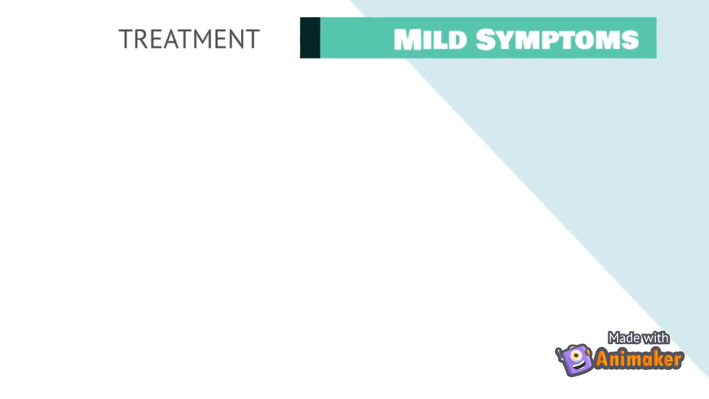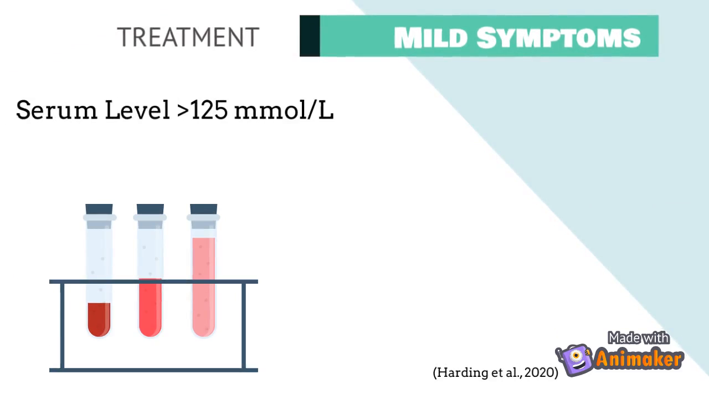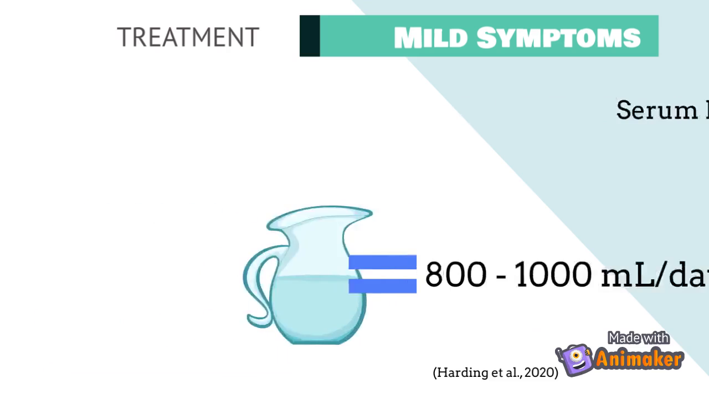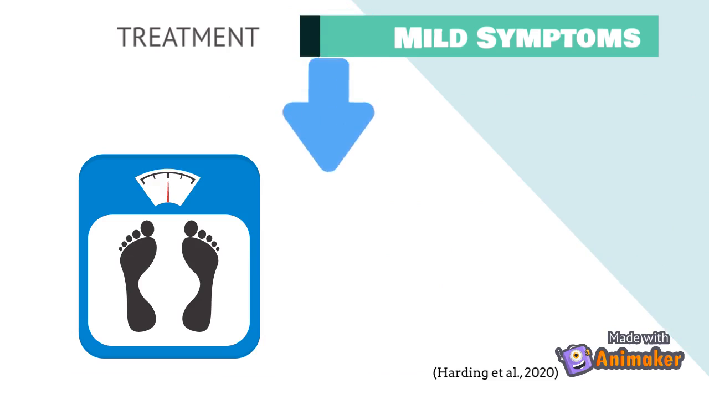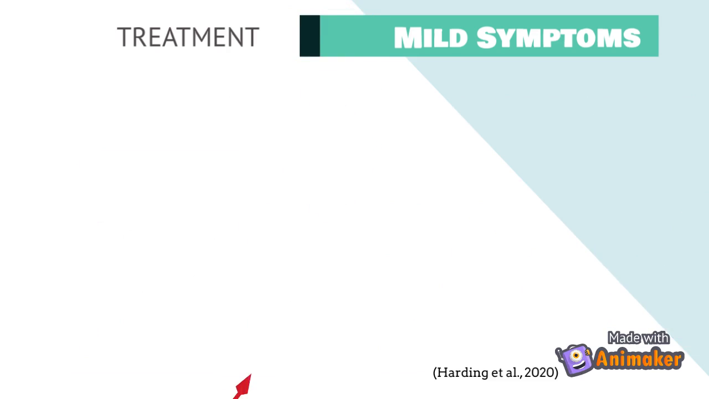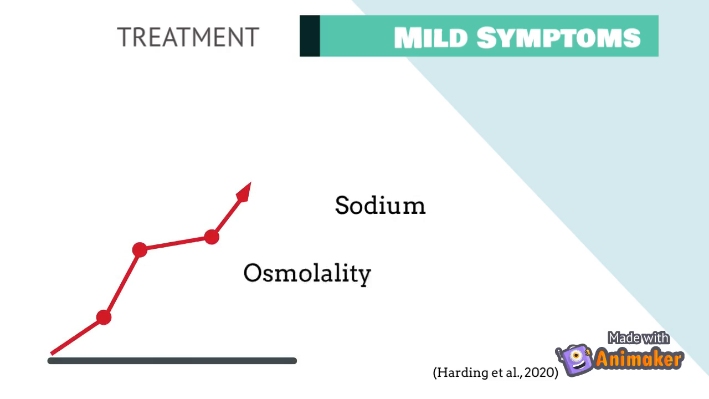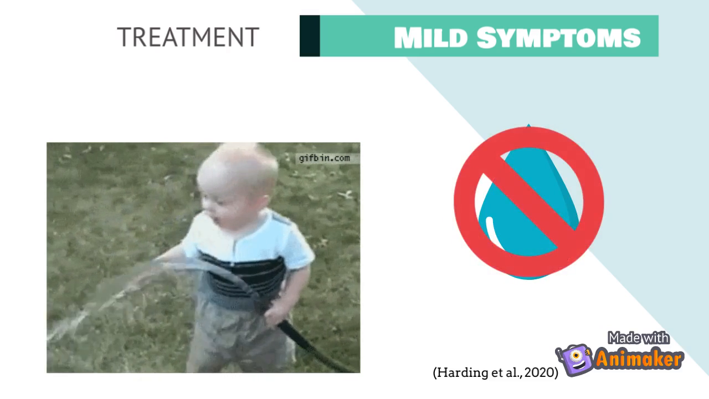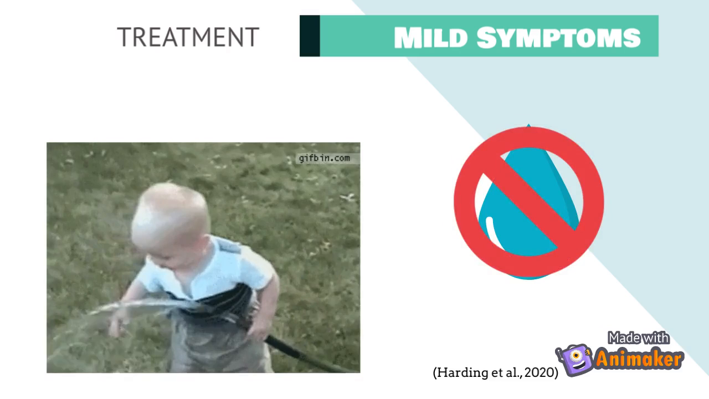If symptoms are mild and serum sodium is greater than 125 millimoles per liter, the only treatment may be fluid restriction of 800 to 1,000 milliliters per day. The purpose of the restriction is to attain weight reduction and a gradual rise in the serum sodium concentration and osmolality. Improvement in symptoms should present with a normal level of serum sodium and osmolality. The patient may experience discomfort due to the thirst from the fluid restriction.